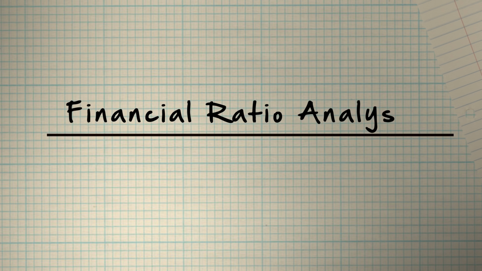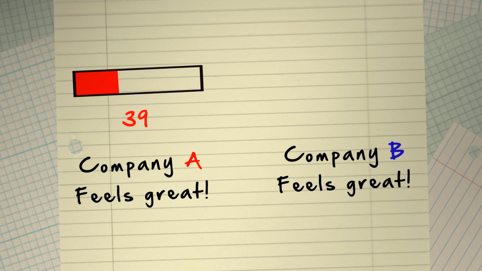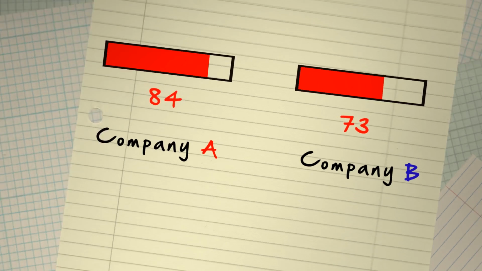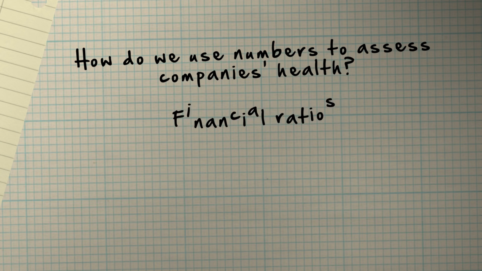Financial ratio analysis explained in 3 minutes. Sometimes it's not enough to simply say a company is in good or bad health. To make it easier to compare a company's health with other companies, we have to put numbers on this health so that we can compare these numbers with the numbers of other companies. So now, how do we use numbers to assess company health? This is where financial ratios come in.